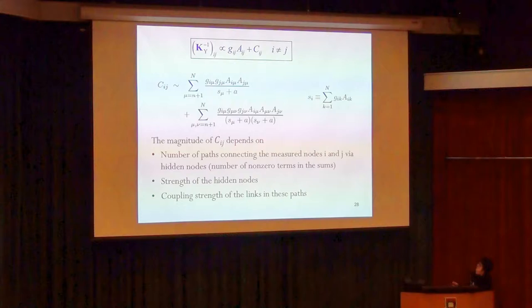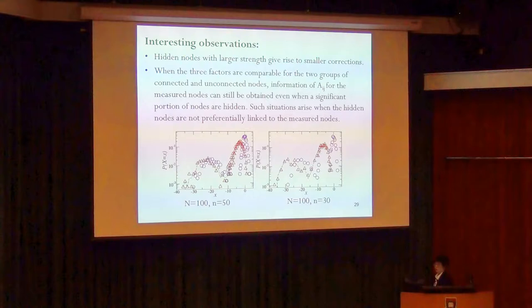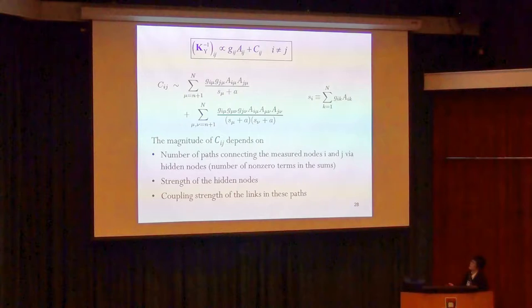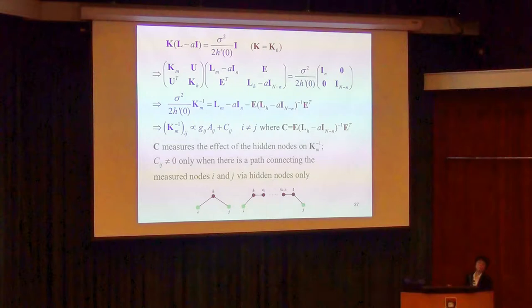So it's actually rather interesting to see that larger nodes with larger strength, meaning larger degree or larger coupling strength, actually give rise to a smaller correction. Moreover, you will see that although you have this correction due to the hidden nodes, if this correction Cij, remember this is the result, is comparable for both the measure nodes that are linked or not linked, actually you will not affect the reconstruction result.